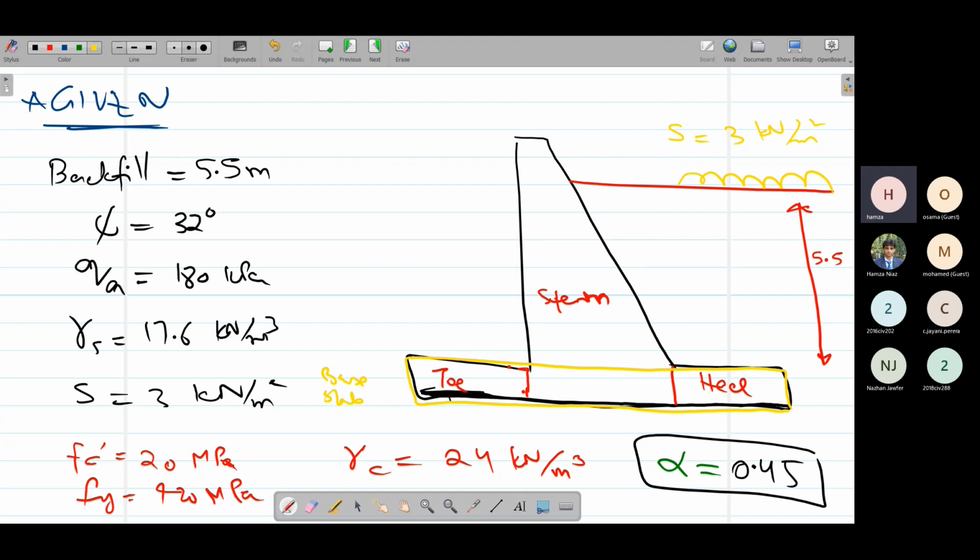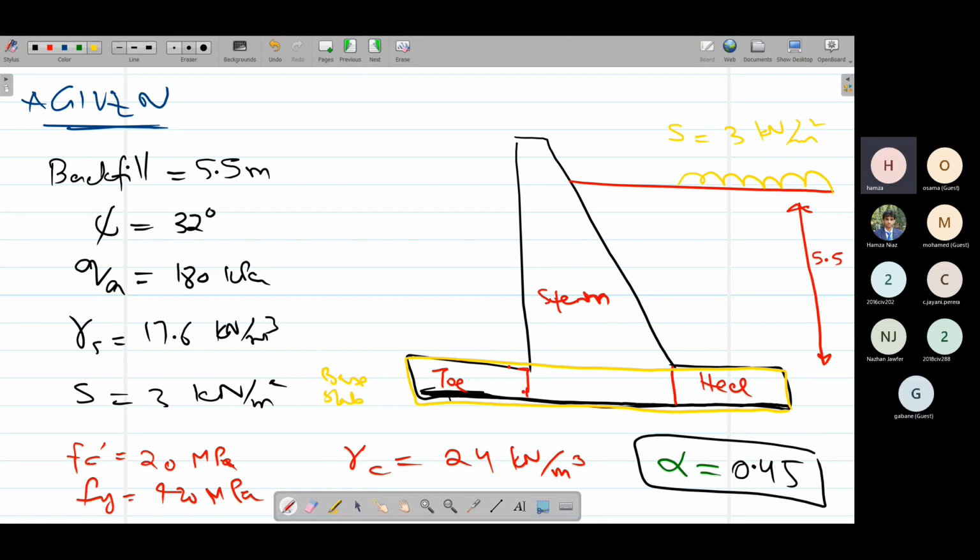So these are three portions: stem, heel, and toe, and we can call toe and heel collectively as base slab. So first of all, we have to determine the height of stem. The height of stem we have to determine. So we are given this backfill as 5.5 meters.